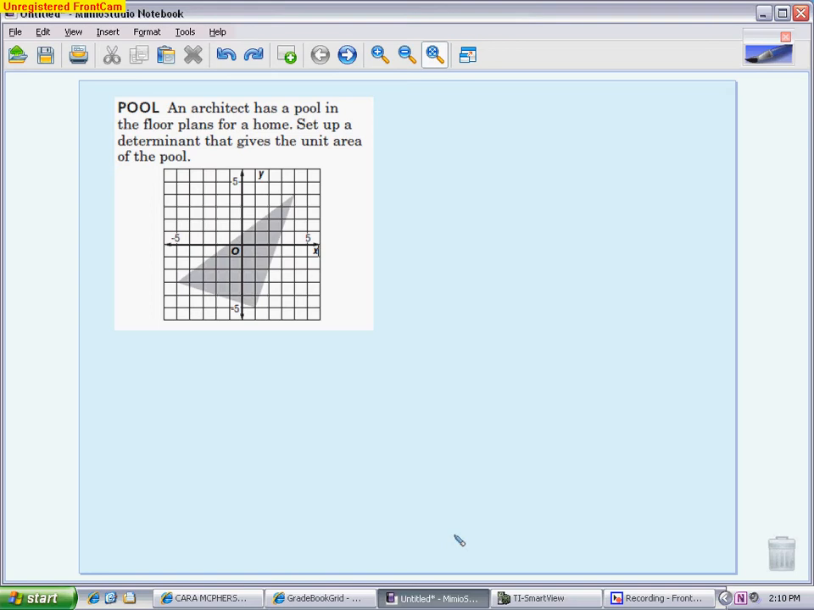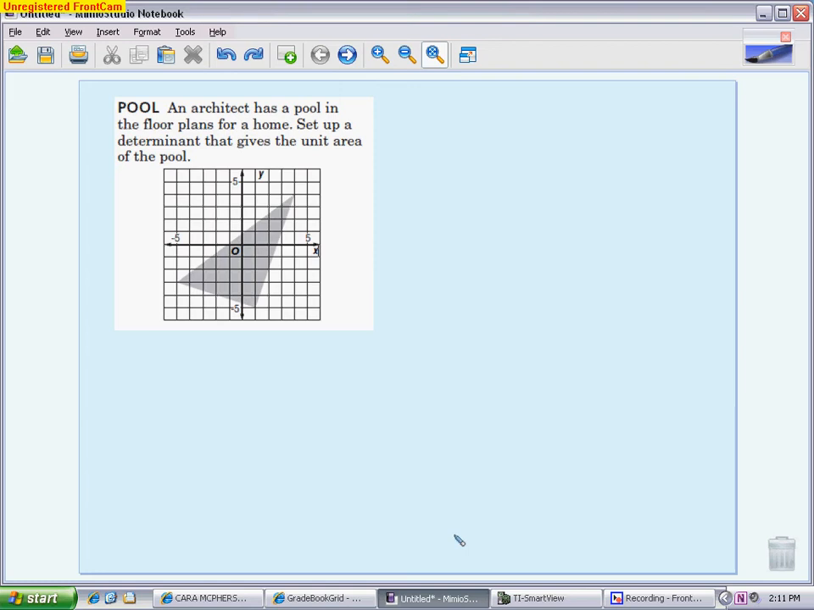We had two applications. One was finding the area of a triangle using a matrix and finding its determinant, and one was using a matrix to help you set up and solve a system of equations. So we're starting with this problem, which is looking at the area of a triangular pool. We have set this pool on a coordinate plane, and we're going to use our formula for finding the area of a triangle using a determinant to help us get our area.